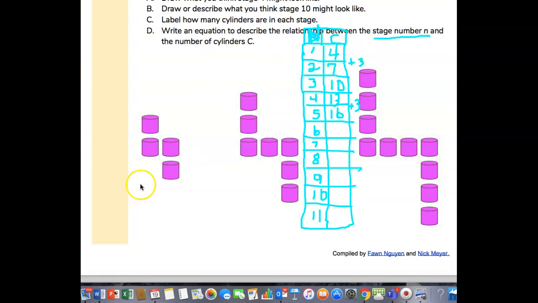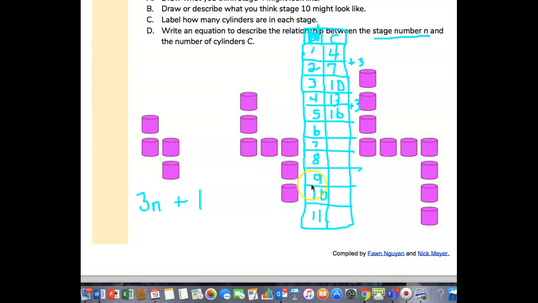Okay? All right, so we know that it's changing by 3, so 3 times the stage, but if you notice, 3 times 1 is 3, plus what gives you 4, plus 1. Okay, so let's see if that works for all of them. 3 times 2 is 6, plus 1 is 7. 3 times 3 is 9, plus 1 is 10. So it looks like we have our equation there.